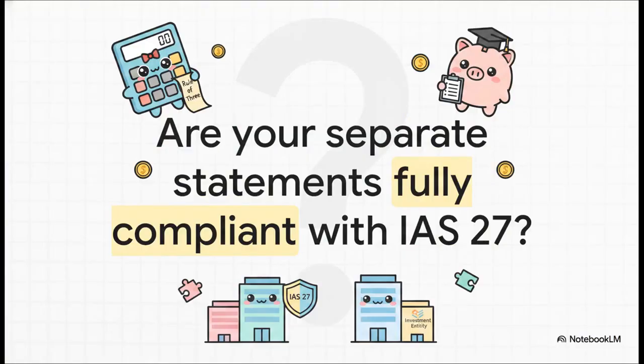So having walked through the evolutionary history, that critical rule of 3, and those strict disclosure checklists, the only thing left to ask is, are your separate financial statements truly compliant with IAS 27? The rules are incredibly logical once you break them down, but as you've seen, the margin for error is razor thin. Next time you sign off on a standalone corporate portrait, just make sure you aren't accidentally painting outside the lines.